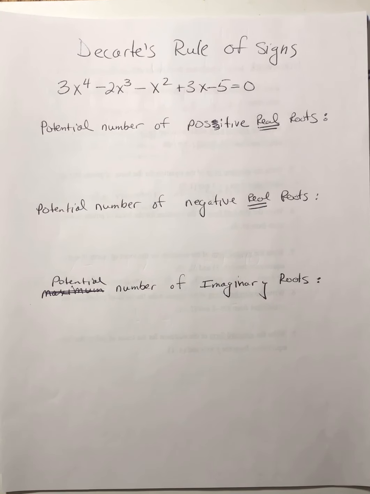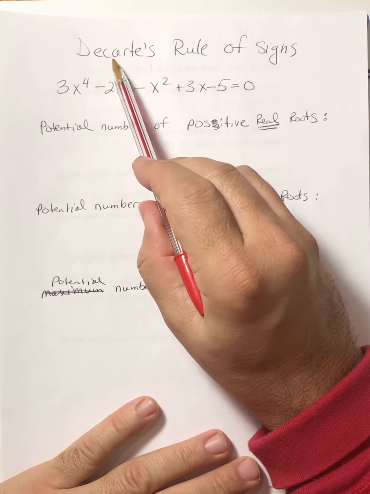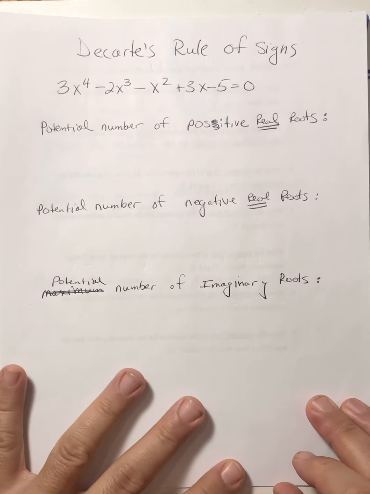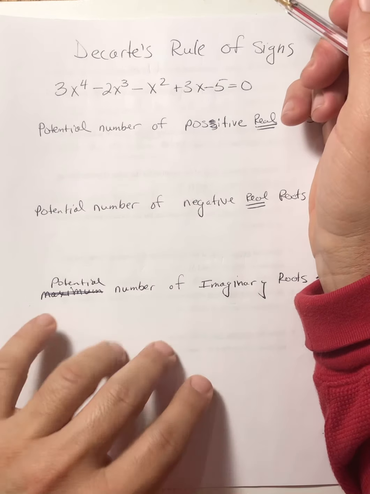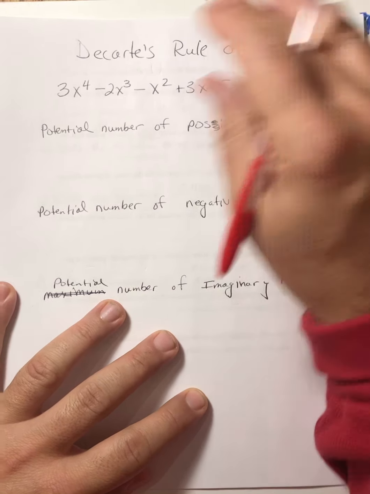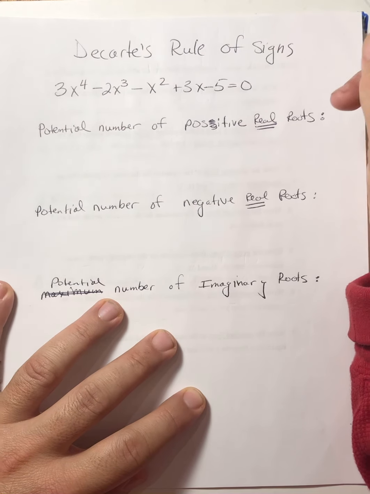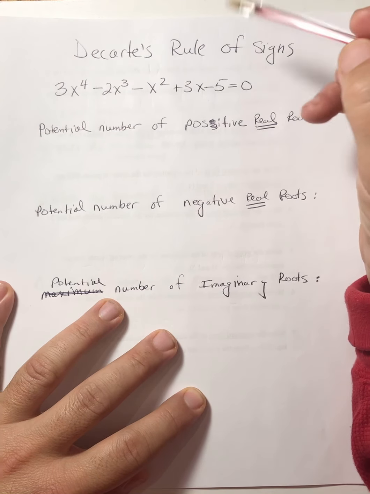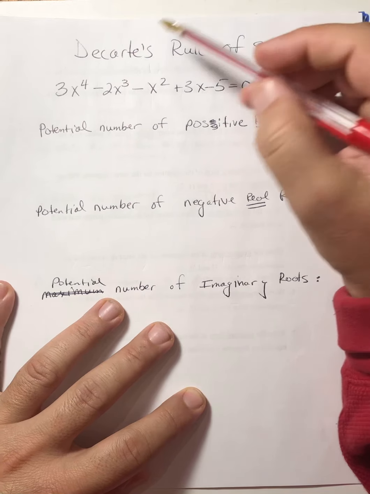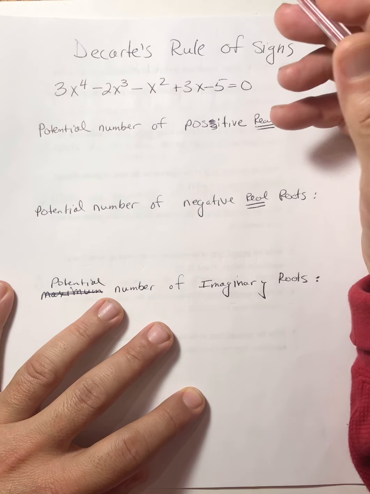Okay, all pre-calculus fans, today we're looking at what's called Descartes' rule of signs. Descartes was not only a philosopher, but he was also a mathematician. Now, the very first thing we talk about when we talk about Descartes' rule of signs is, what does that mean?